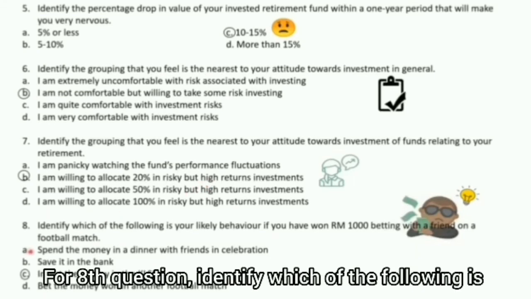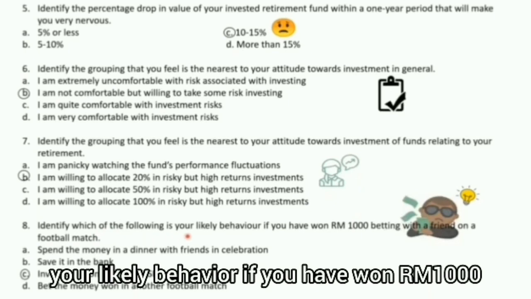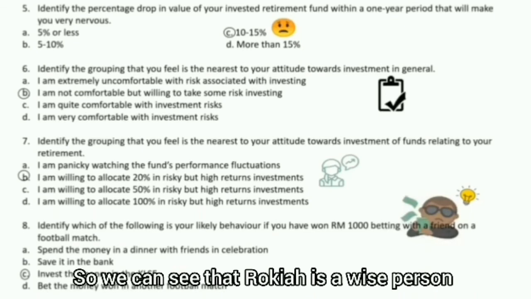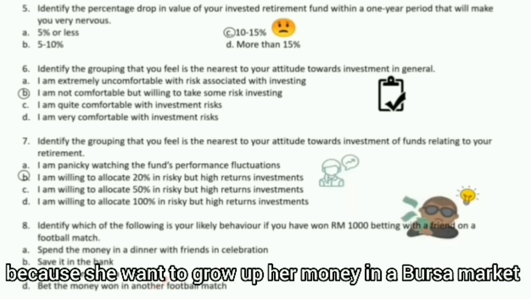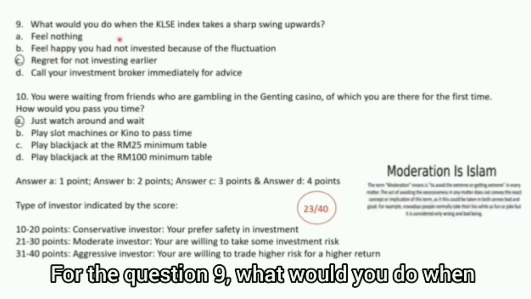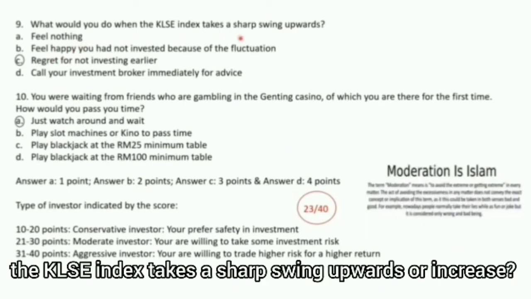For the eighth question, identify which of the following is your likely behavior if you have won 1,000 ringgit. Rokia answered, invest the money in the KLSE. So we can see that Rokia is a wise person because she wants to grow her money. For question 9, what will you do when the KLSE index takes a sharp swing upwards?